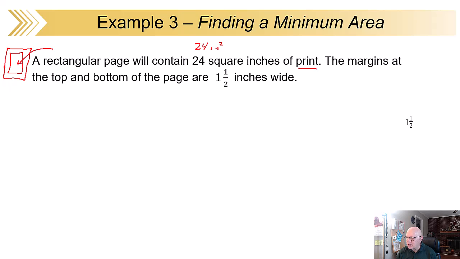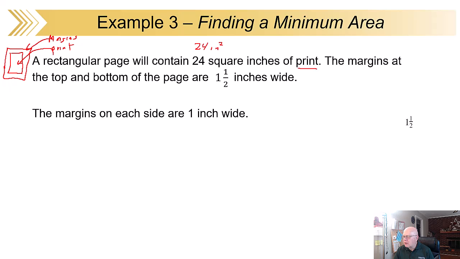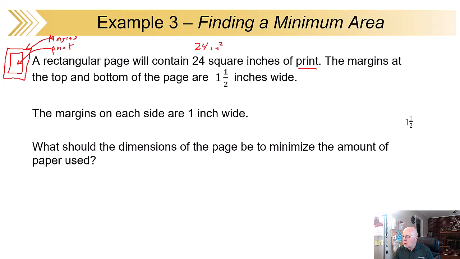And there's where the print is. And you've got margins. And it tells you here what the margins are, top and bottom, 1.5 inches. On each side, 1 inch. Gives you a bit of white space. What dimensions of the page? That's the whole thing. What dimensions does this need to minimize the amount of paper?